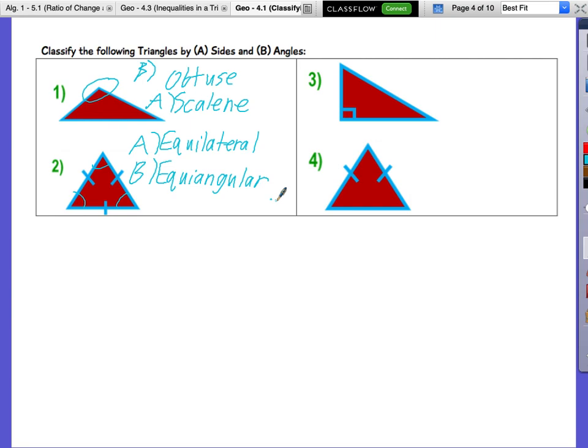So based on the sides, all 3 sides are the same length. They're congruent. So it's equilateral. Based on the angles, all 3 angles are the same, thus making it equal angular.